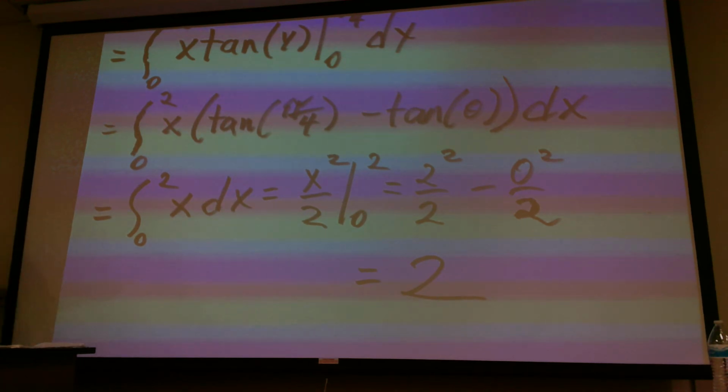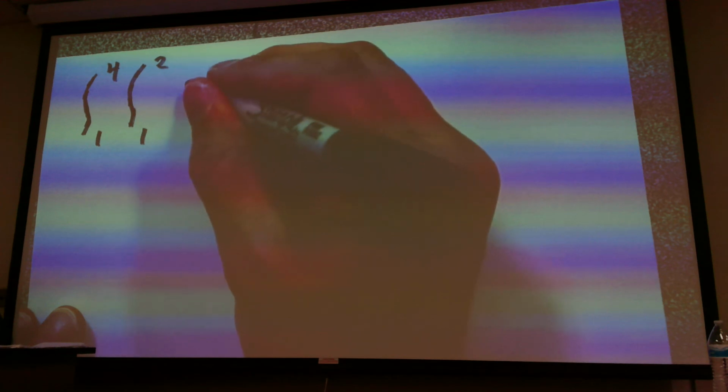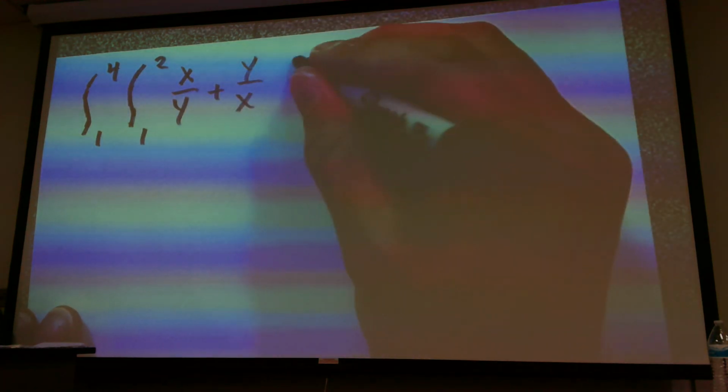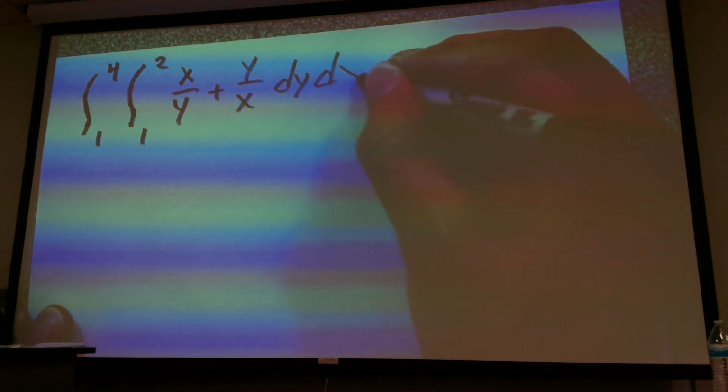Okay, let's try one that's a little bit more complicated. Instead of writing down the region, I'll just go ahead and write down what the integral is. So, let's say we wanted to do something a little bit more complicated. And so we're going to say, what about the integral from 1 to 4 of the integral from 1 to 2 of x divided by y plus y divided by x, and let's go dy dx.